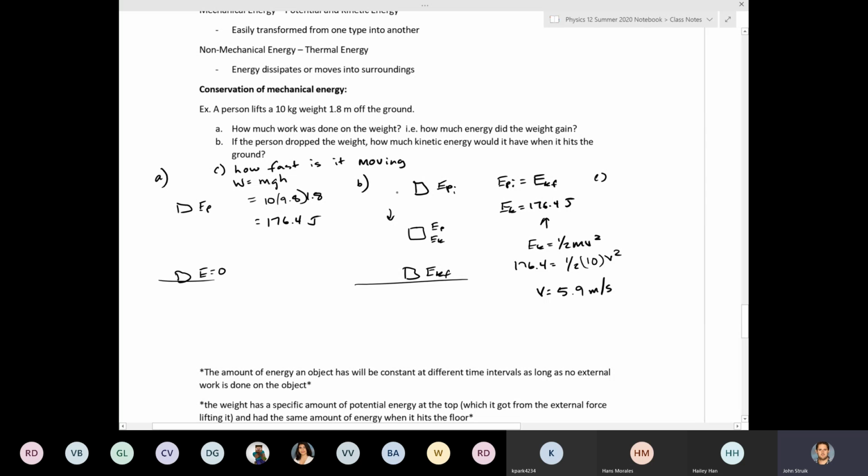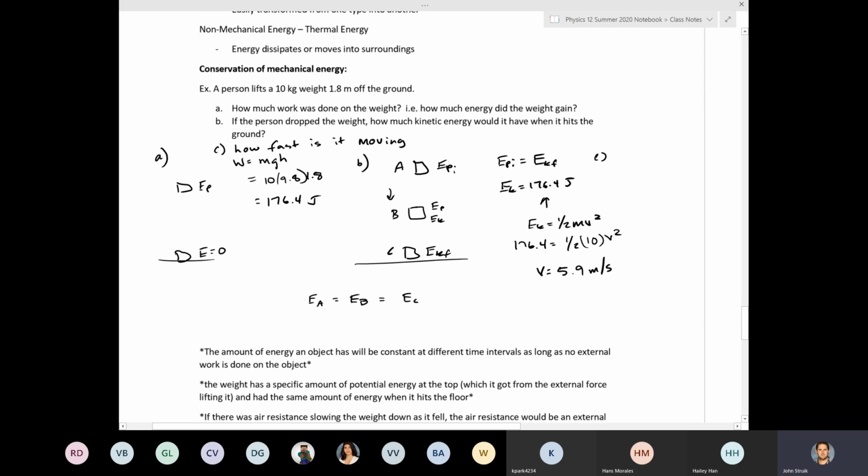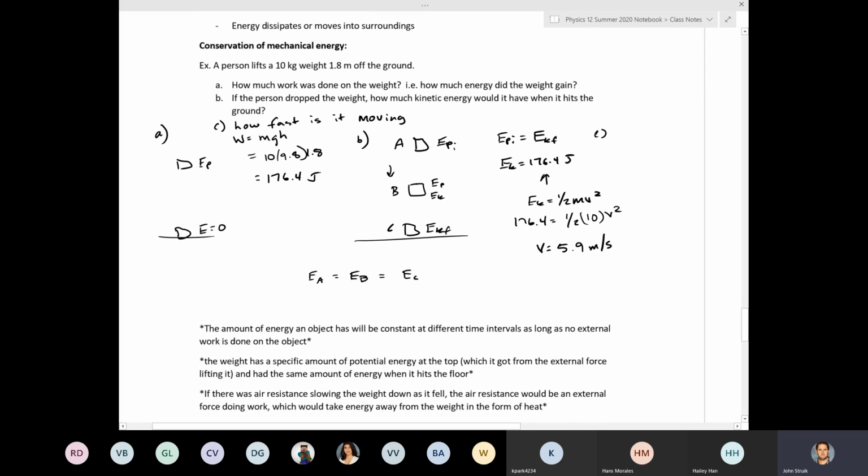So let's call this A, B, C. The energy at A is equal to the energy at B, which is equal to the energy at C, because there's no external force. And so the amount of energy will be constant at different time intervals. A, B, and C are different time intervals of the same object. And so if I wanted to look at B, I could say the EP at A is equal to the EP at B plus the EK at B.